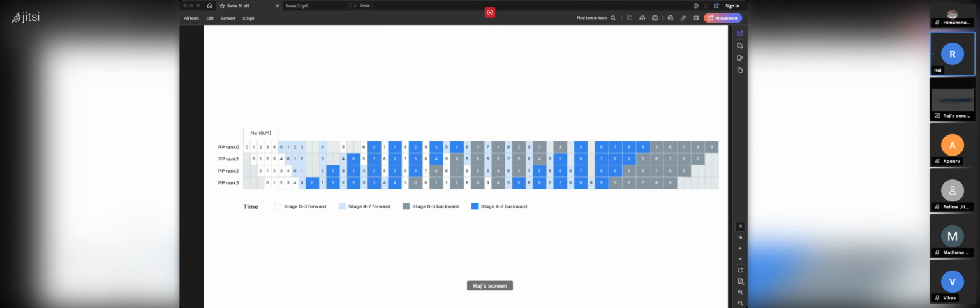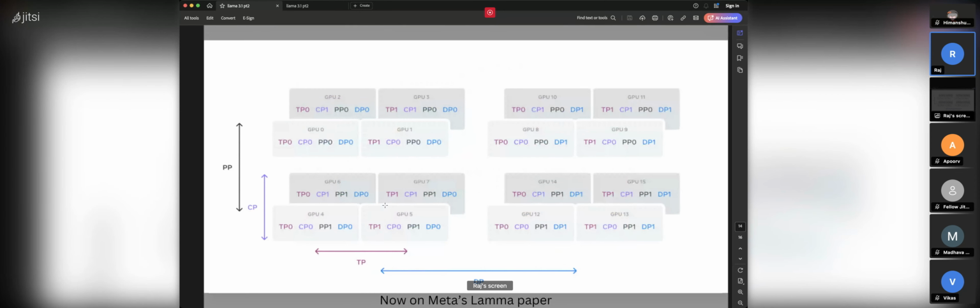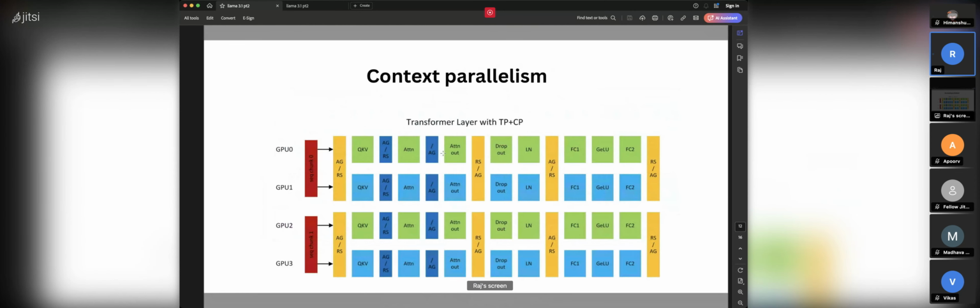Okay. And then finally, we are going to go into something that is called context parallelism. This figure is actually not doing a good job of explaining what context parallelism is. But to put it very simply, it means that we want to have large context, right?